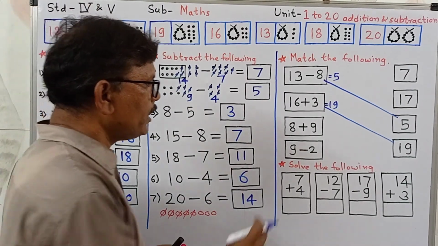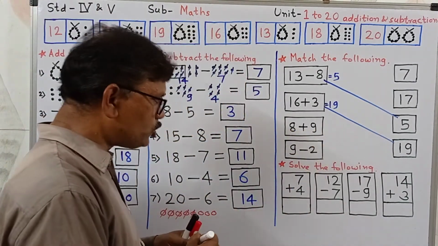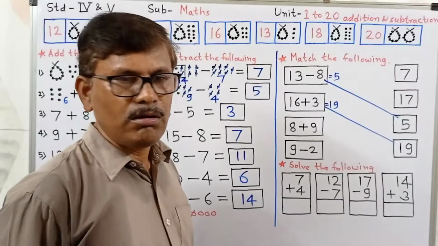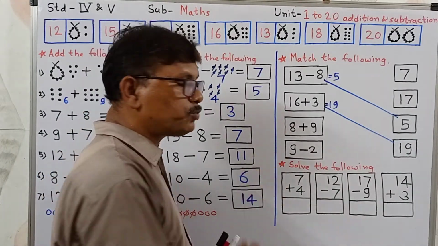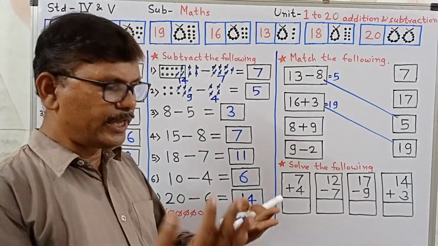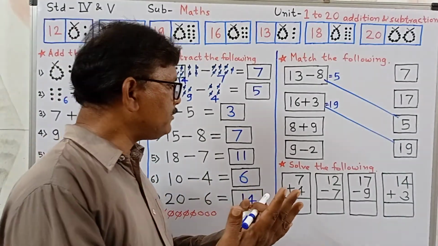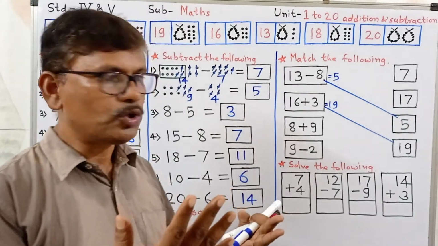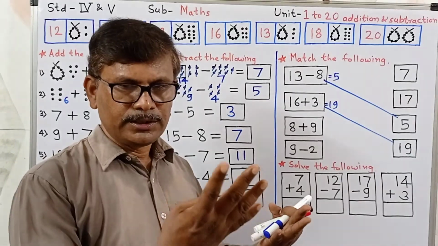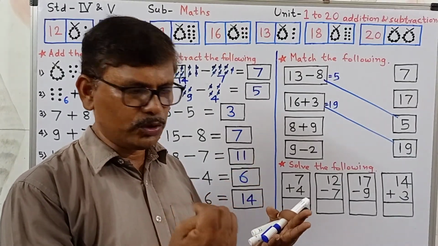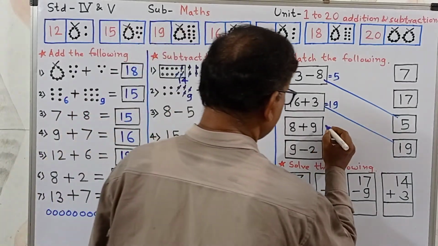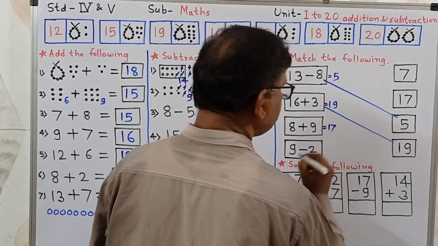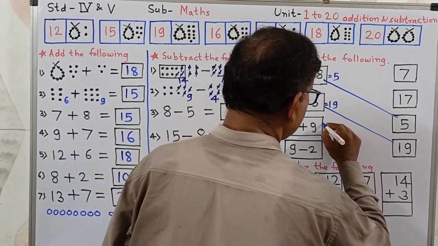Understood? 8 plus 9. Here is also addition. Which is the smaller number? 8. Take 8 fingers and the bigger number is 9. So count after 9: 10, 11, 12, 13, 14, 15, 16, 17. What is the answer of this? 17. Where is 17? 17 is here.